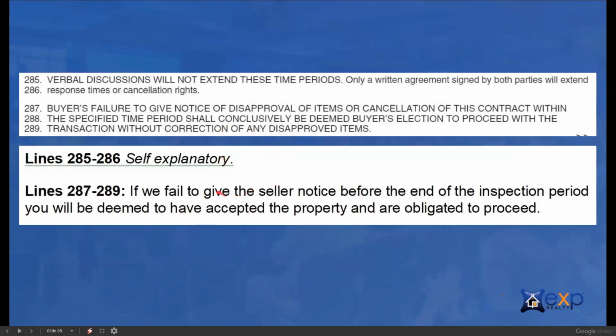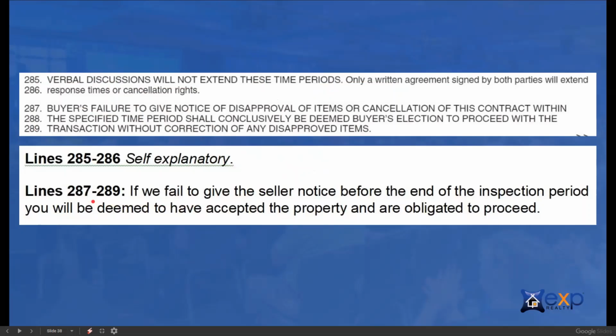Okay, continuing on with this section, lines 285 through 289, the first 2 lines are pretty self-explanatory. You can literally just read what it says right there, easier than I could try to explain it differently. That everything has to be in writing. Nothing verbal counts at all in a real estate transaction.